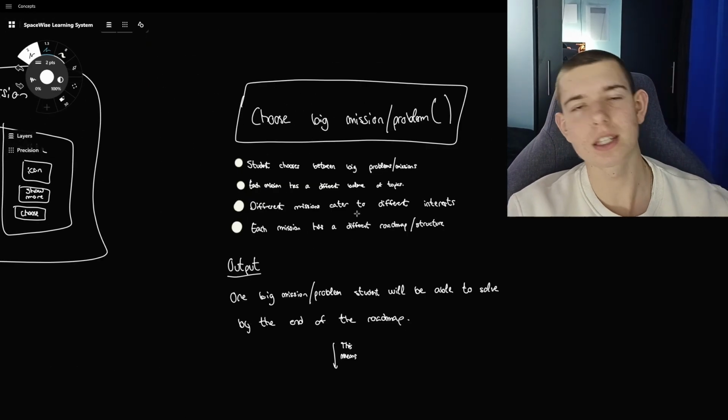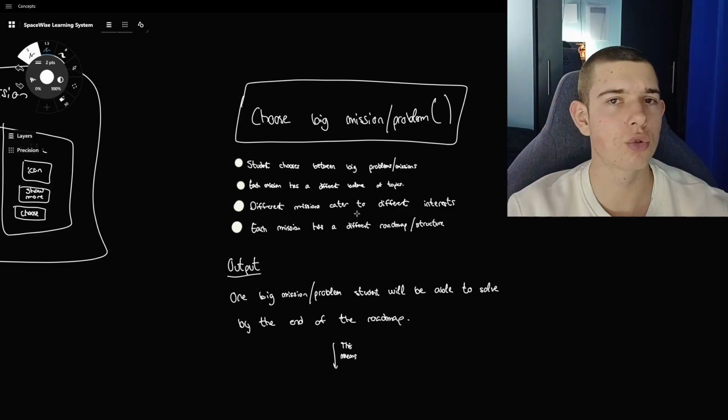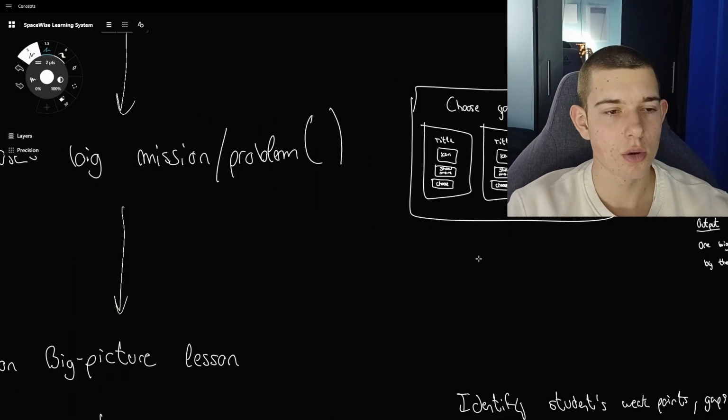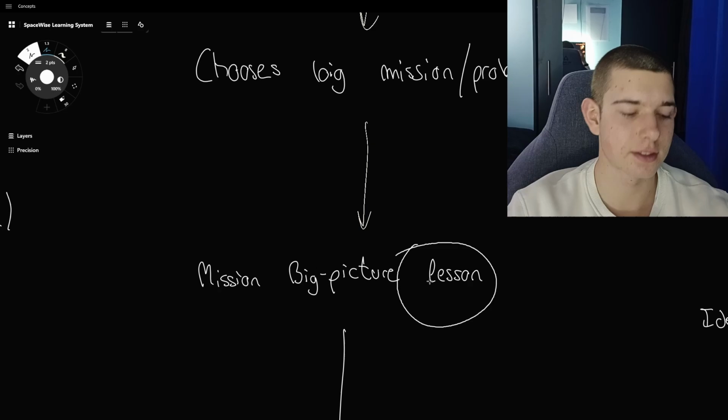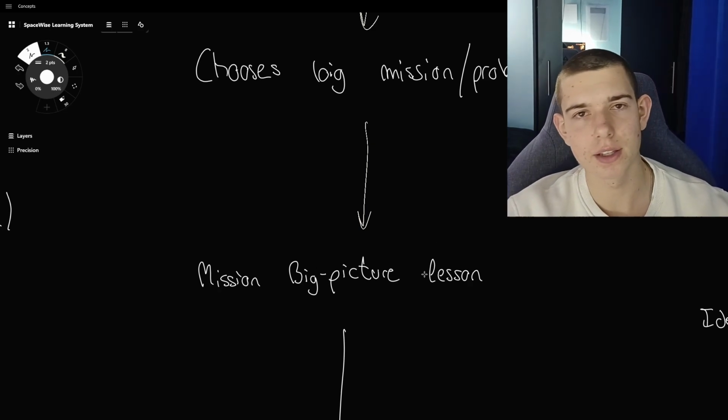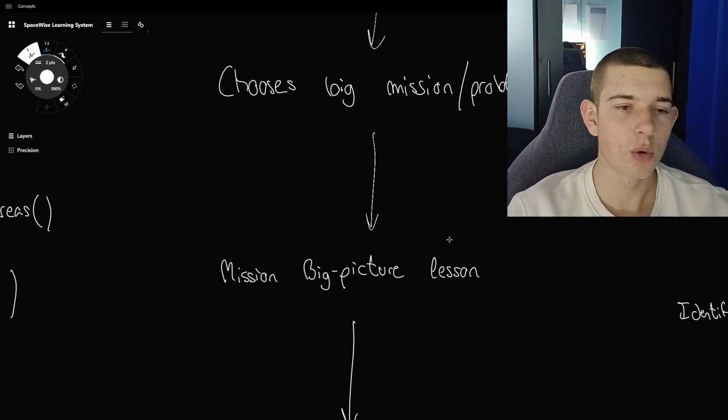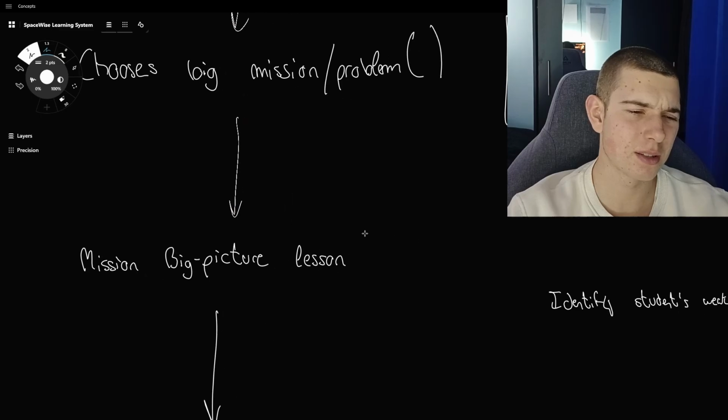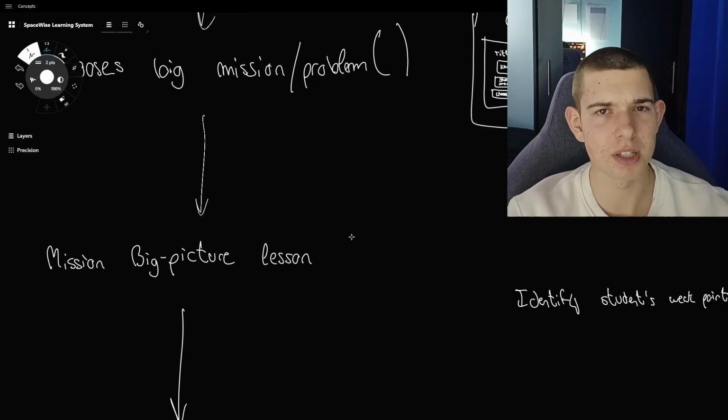Now, what is the next step after the student chooses a mission or a problem? Well, it's to have a lesson. It's to understand the key concepts, the big picture of the mission. Why is this important? Why is the big picture important? What does this mean?